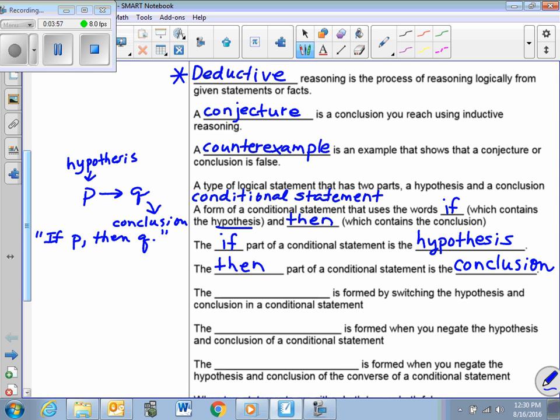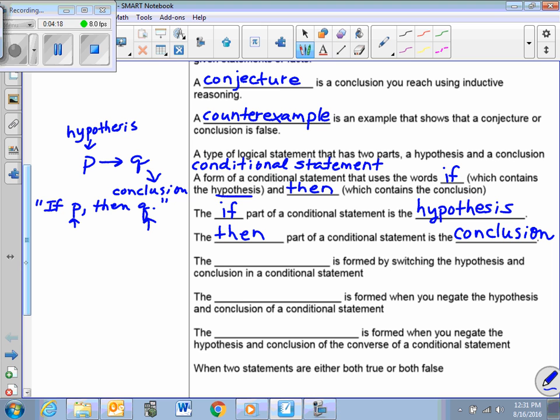So if you think about the conditional statement I just told you, if it is sunny this afternoon, then I will go to the pool. The P would be it is sunny this afternoon, and the Q would be I will go to the pool. So we're just taking words and we're turning them into symbols, which is what we do every day in math.